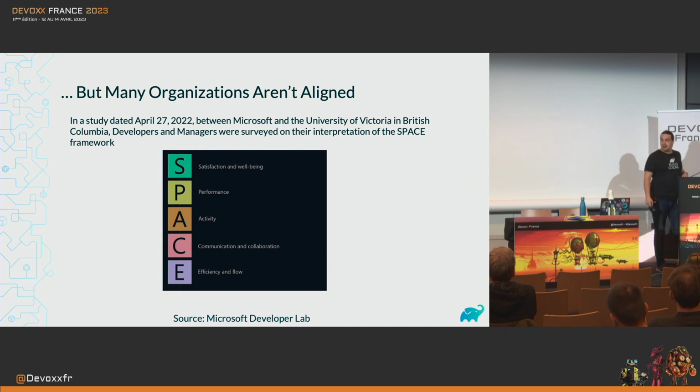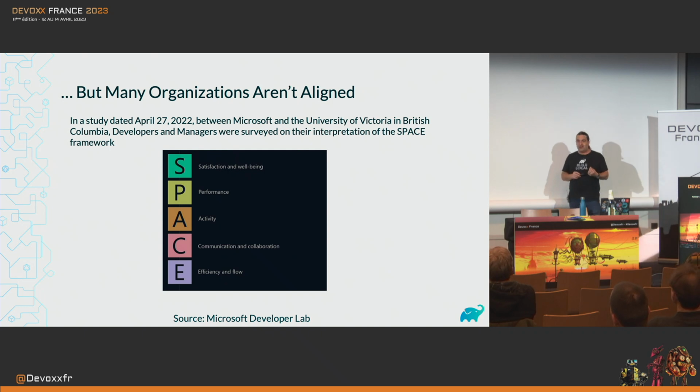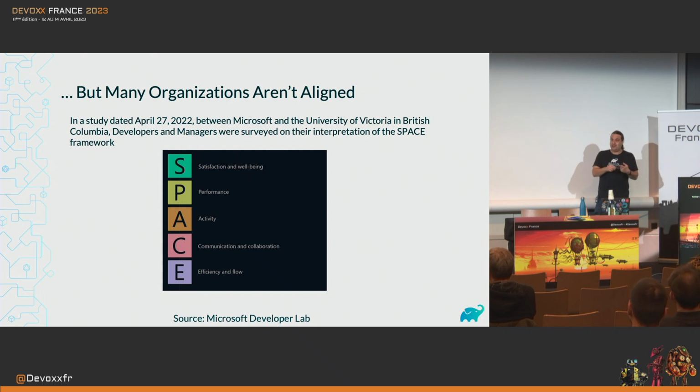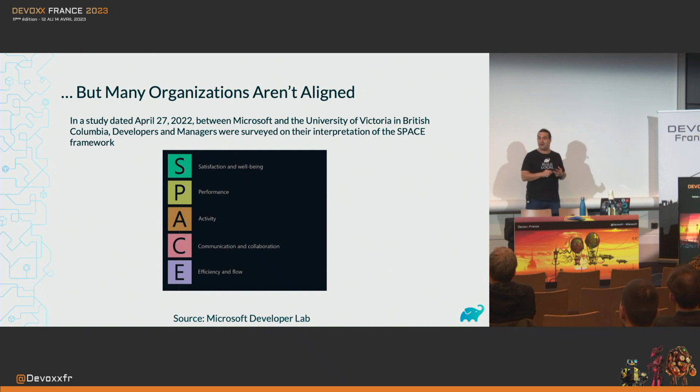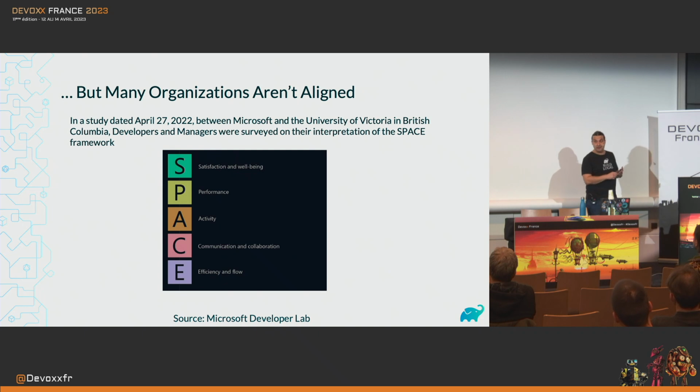SPACE breaks down productivity thinking into 5 different dimensions, right? S for satisfaction. Are you happy doing your job? P for performance. Are you meeting deadlines, right? Are we getting bugs out fast enough? Security vulnerabilities being fixed quickly. A for activity. What are you doing? Cranking out code, running builds, all these things.